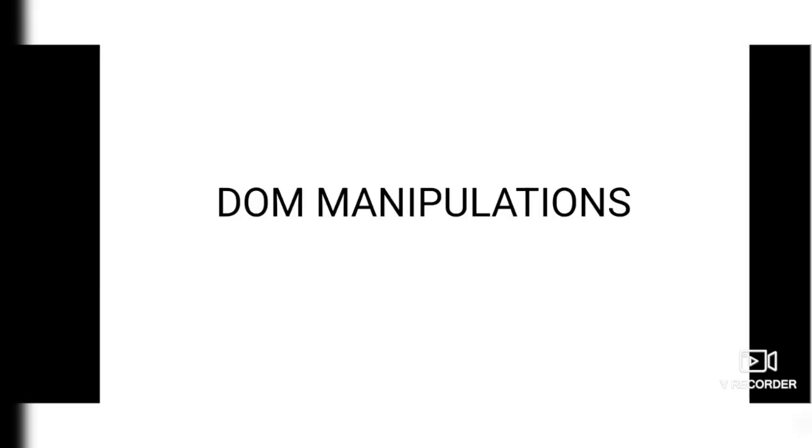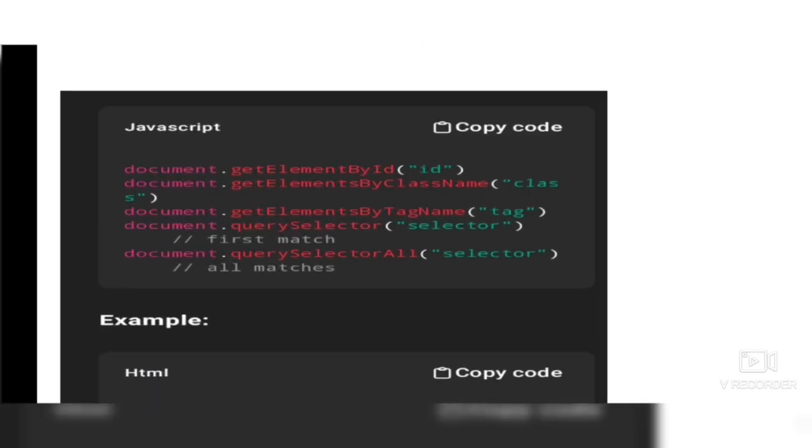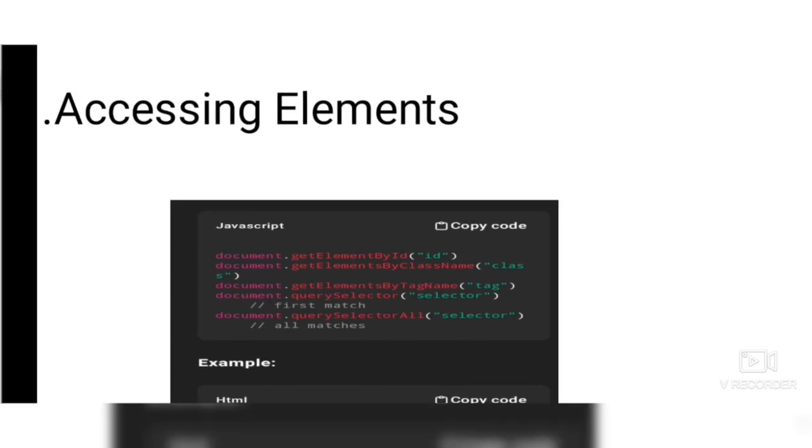So guys, here I prepared another PPT on DOM manipulations. There are some tasks in DOM manipulations, like accessing elements. For that you will have some code like this. This will be the syntax. In JavaScript, to access any element, like if you want to access an id, you have to write document.getElementById, and in brackets you have to write that id in quotes.